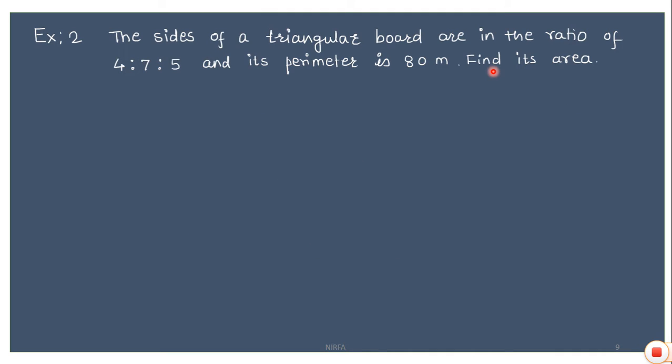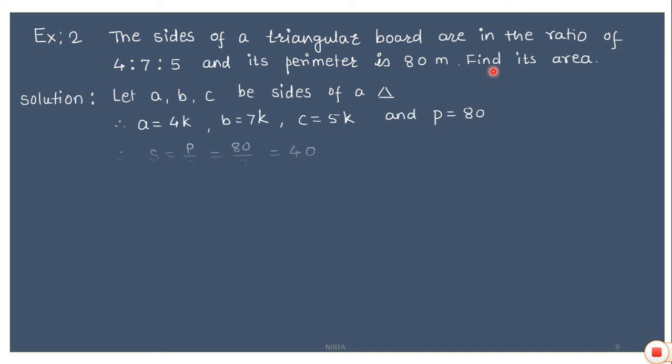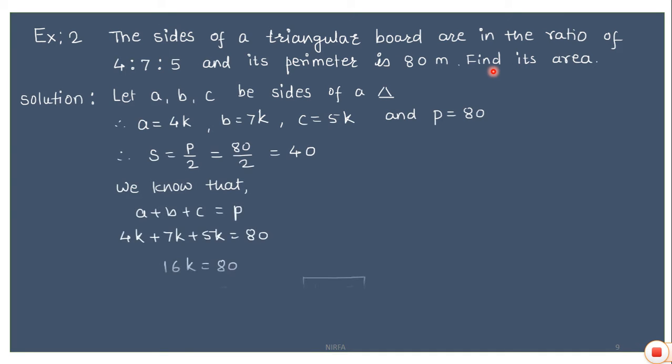Now we are writing the solution of this example. You have freedom to write the solution in your own style. So I got k equal to 5 here, and therefore I'll get the values of a, b, c by putting k equal to 5. So a will become 20, b will become 35 and c will become 25.